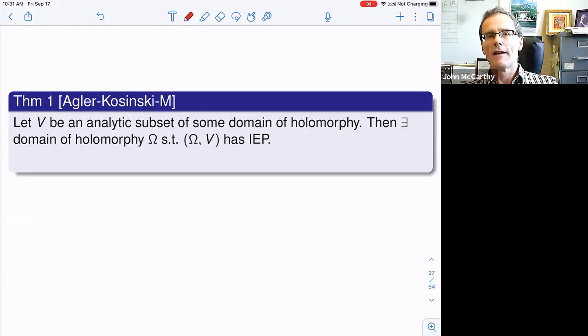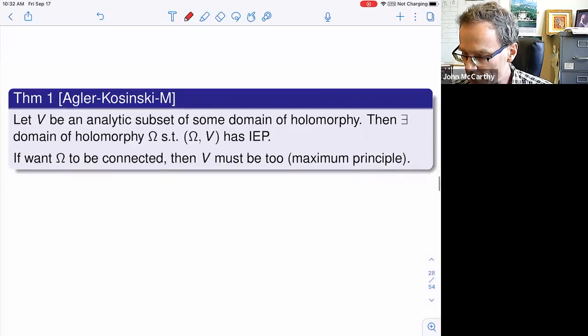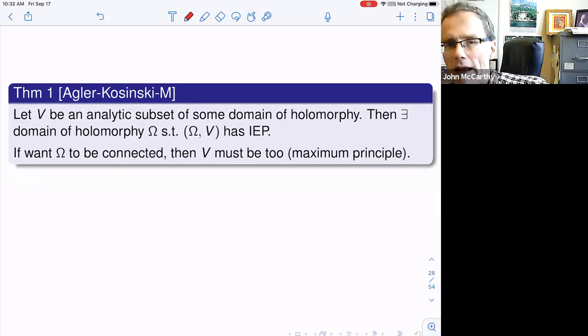Well, whether there's a restriction depends slightly on what you consider a domain of holomorphy to be. If you're a follower of Hormander, domains of holomorphy do not need to be connected, and then the theorem is true as stated. However, if you believe that a domain ought to be connected, then that comes as a kind of trivial condition. If you want omega to be connected by definition, then V has to be 2, and that's just the maximum principle. So the difference between those two is just what you consider a domain of holomorphy to be, or a pseudo-convex set to be.